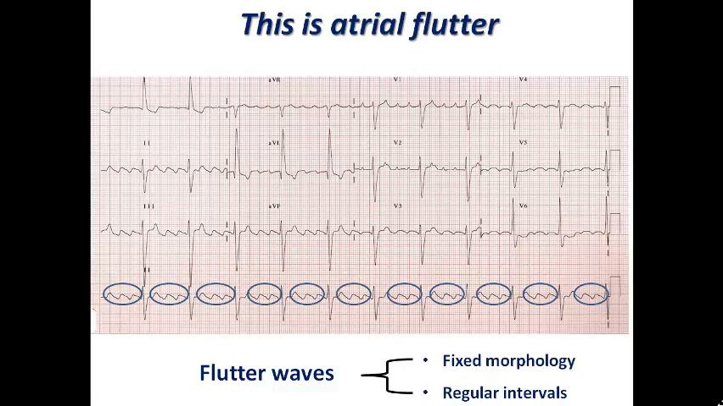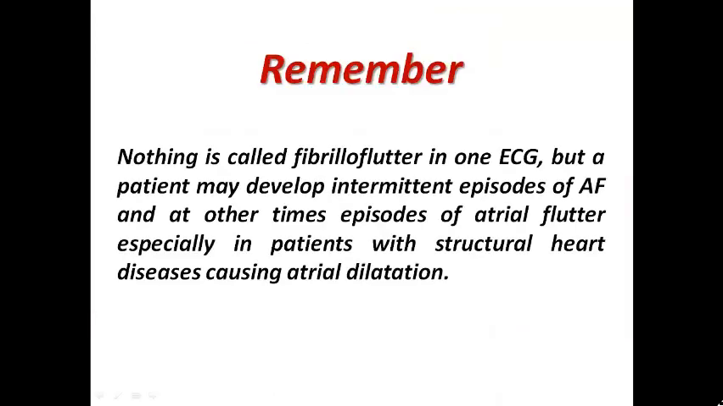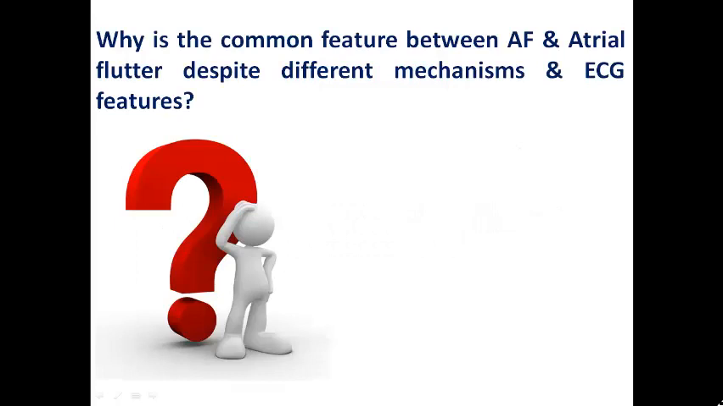And we can see here that the flutter waves are much more clear in inferior leads than in V1. So remember, nothing is called fibrillar flutter in one ECG, but a patient may develop intermittent episodes of AF and at other times episodes of flutter, especially in patients with structural heart disease causing atrial dilatation. So a patient may have AF at one point and flutter at another point, but in the same ECG, no, it is not one arrhythmia called fibrillar flutter.